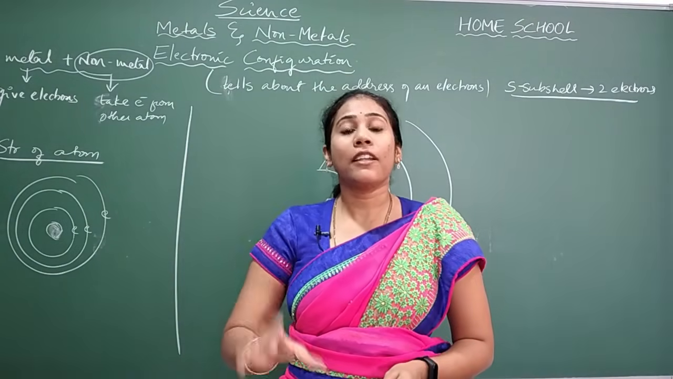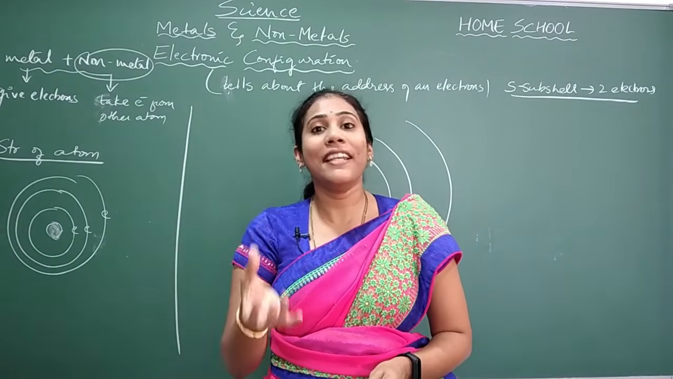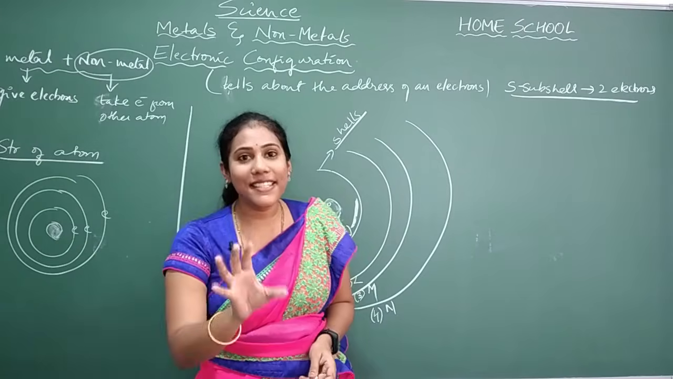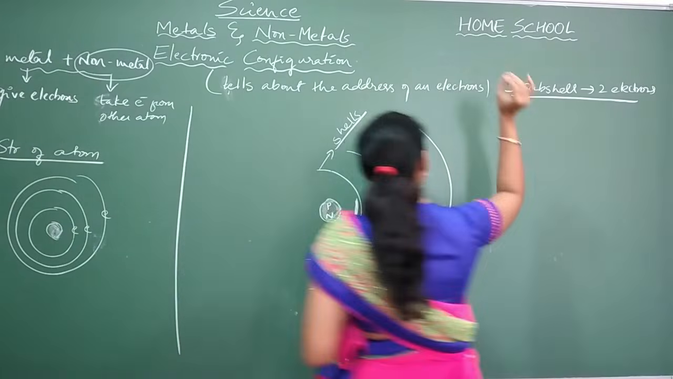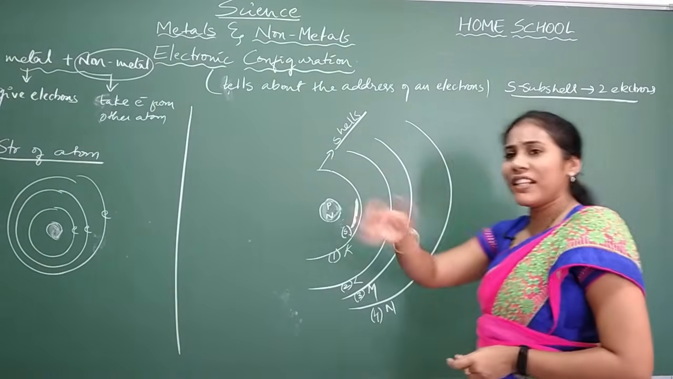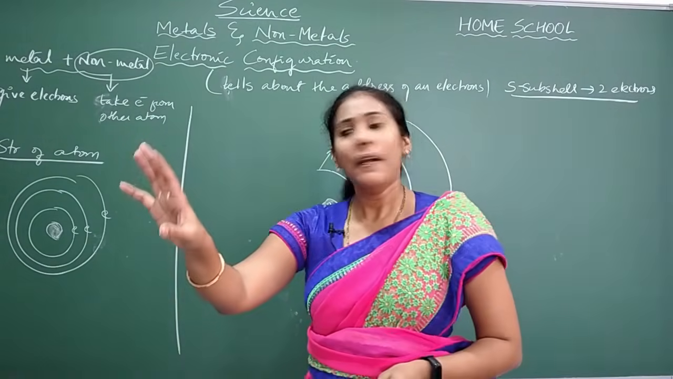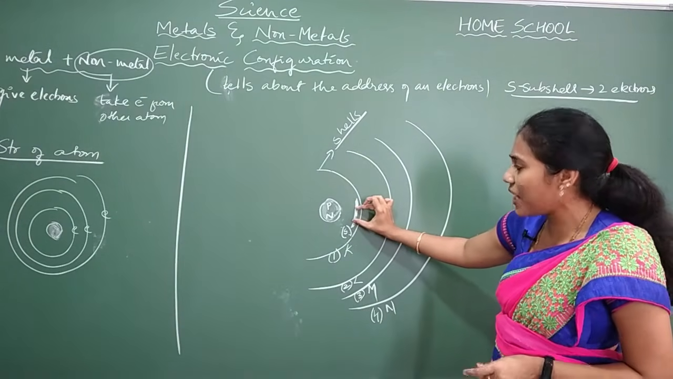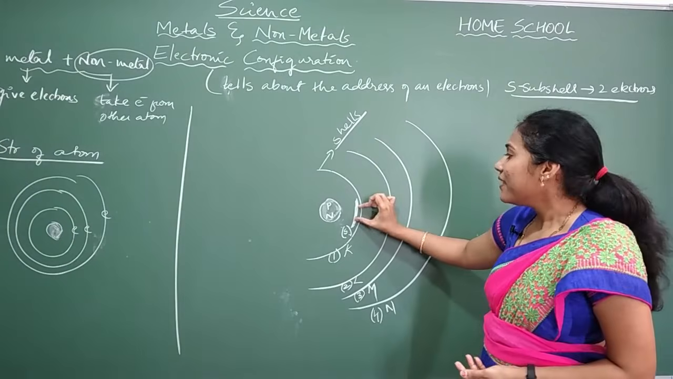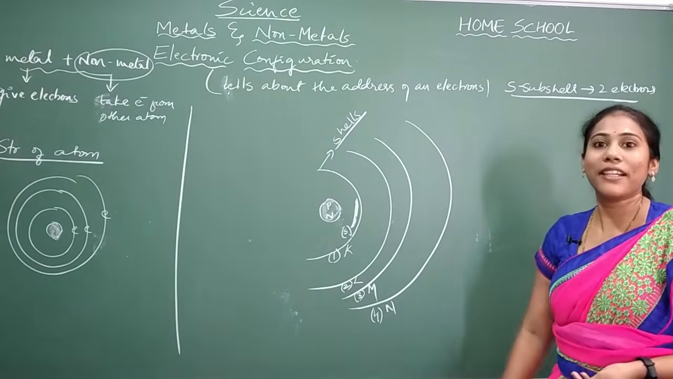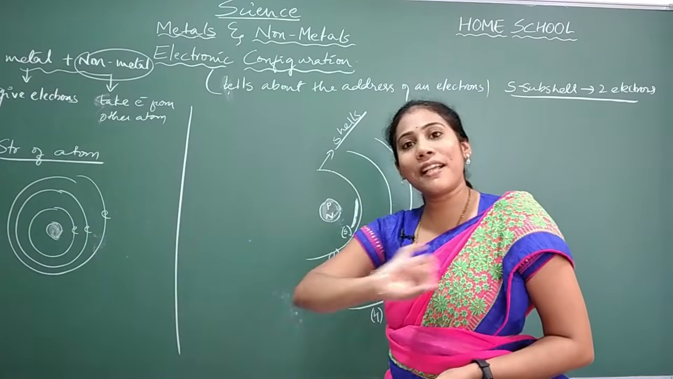Okay, remember, always the colony with the name S is very small. How many electrons can stay in that S subshell? Only 2 electrons can stay. Okay, and after that place will not be there. Once 2 electrons are filled in this subshell, place will not be there. The third electron should move to the next taluk only. Okay.